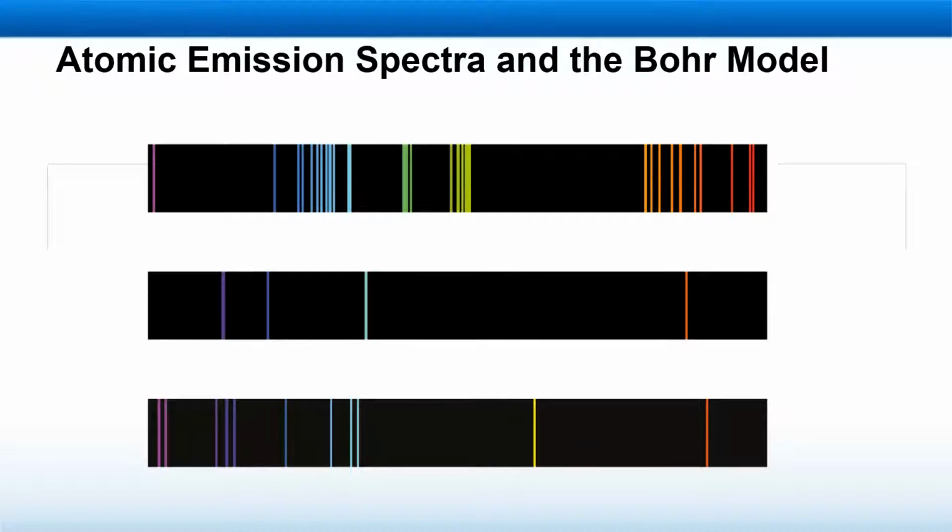Eventually, people did this trick with all the elements, and they discovered that every element has a unique combination of colored lines produced in the same process. We call these lines atomic emission spectra because they're emitted by atoms and because they form a series of colors like the spectrum, like the rainbow. Every element has its own unique pattern of lines that fits that element like a fingerprint.